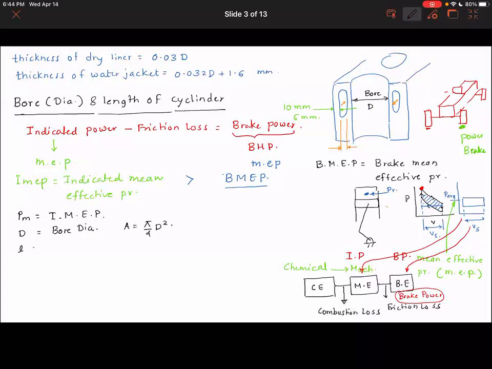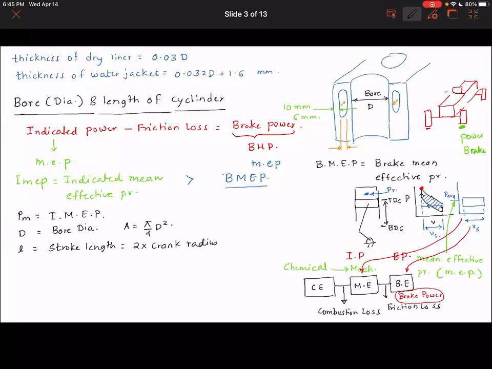And if L is the stroke length, and stroke length is 2 times crank radius. So what is the stroke length? Stroke length is the distance between the top dead center and the bottom dead center. So this is the stroke length.